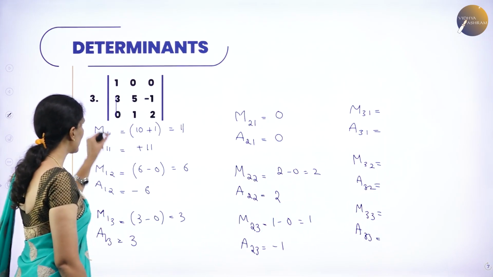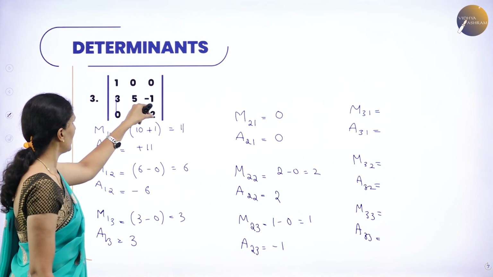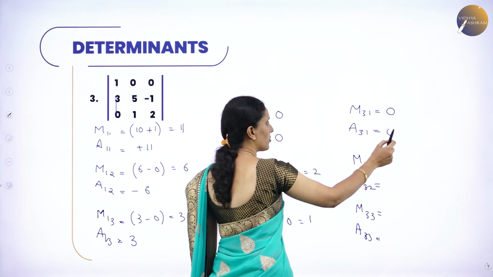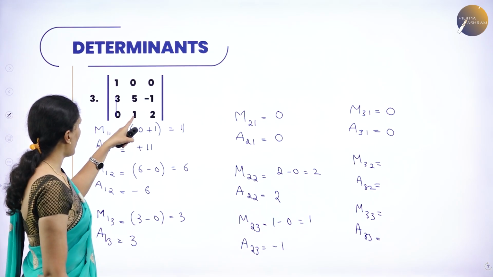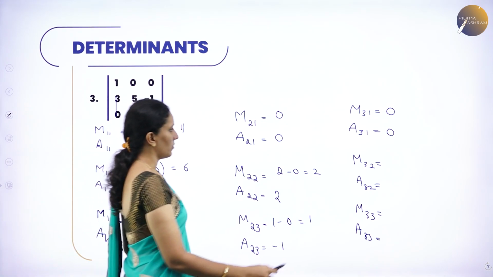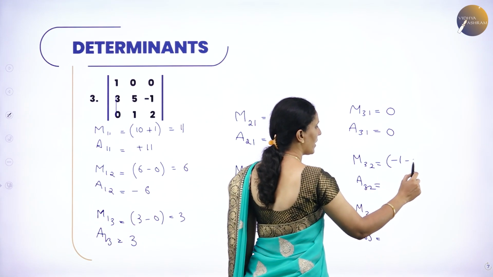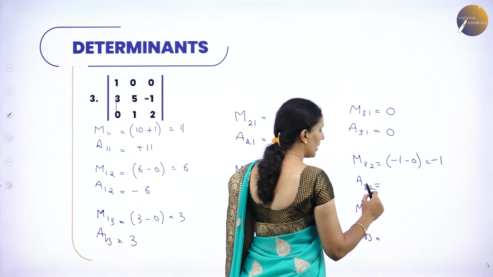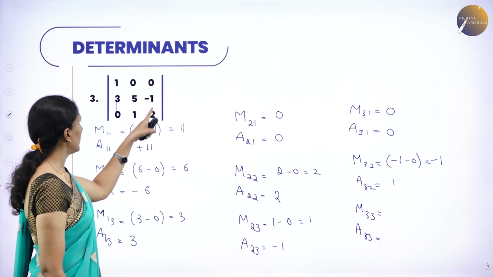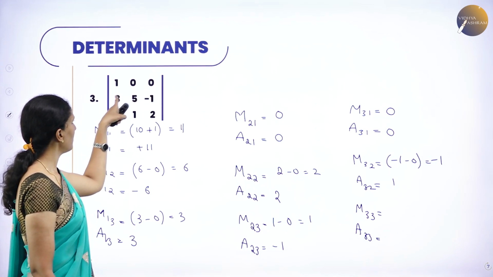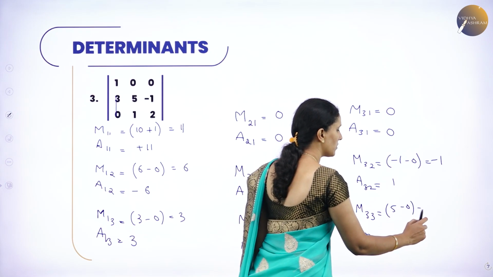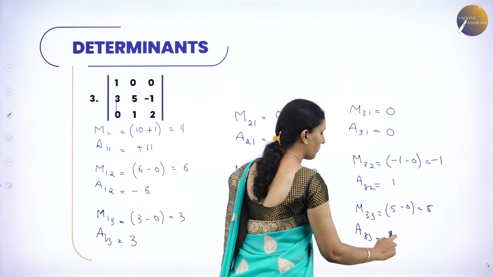So for 0 now, delete the column, delete the row, 0, 0 which becomes 0. If this is 0, cofactor is also 0. Next we have for 1, delete the column, delete the row, minus 1 minus 0. So minus 1 minus 0 which is minus 1, and 3 2 is again negative so it becomes 1. Next for 2, delete the row, delete the column, 5 minus 0. So it is 5 minus 0 which is equal to 5, and the answer is 5 here.